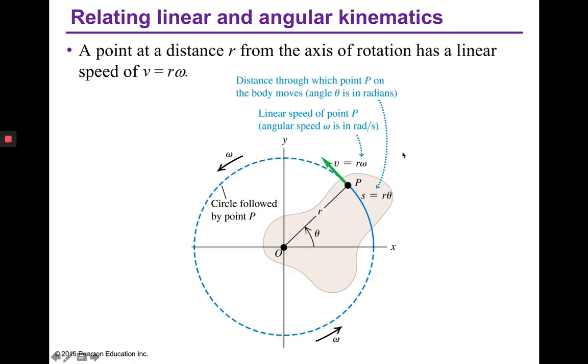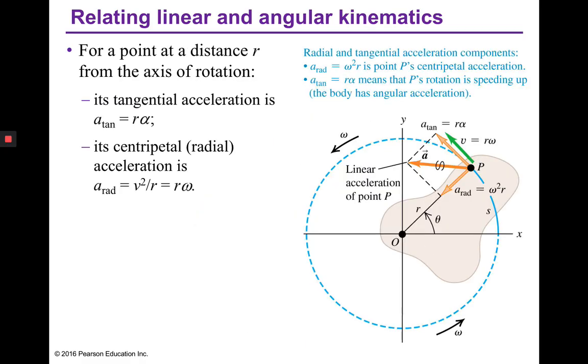So to get from angular velocity to linear velocity, it's the same idea. We multiply by r. s equals r theta, v equals r omega. To get from angular to linear, multiply by r. That's the distance it covered, and that's how fast it's moving, literally through space.